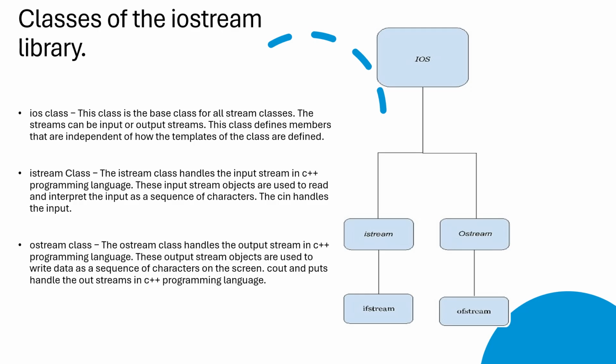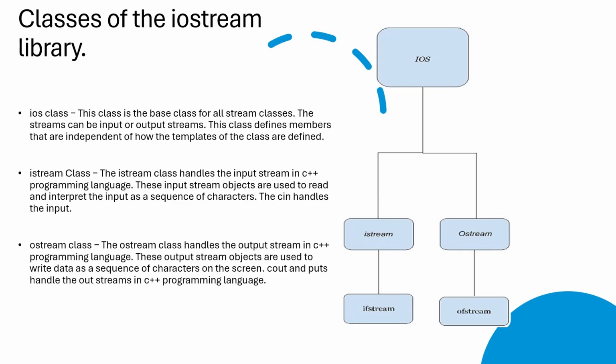Next, about the classes of the fstream library. So in library functions, what do we have? This is some simple commands. IOS gives istream, then ifstream, and on another side ostream and ofstream. IOS class. This class is the base class for all stream classes. The stream can give input and output. This class refers to members that are independent of the templates of the class. So the IOS class will be the base class, and it is inherited next by the input and output streams. After that, it is independent of every class.